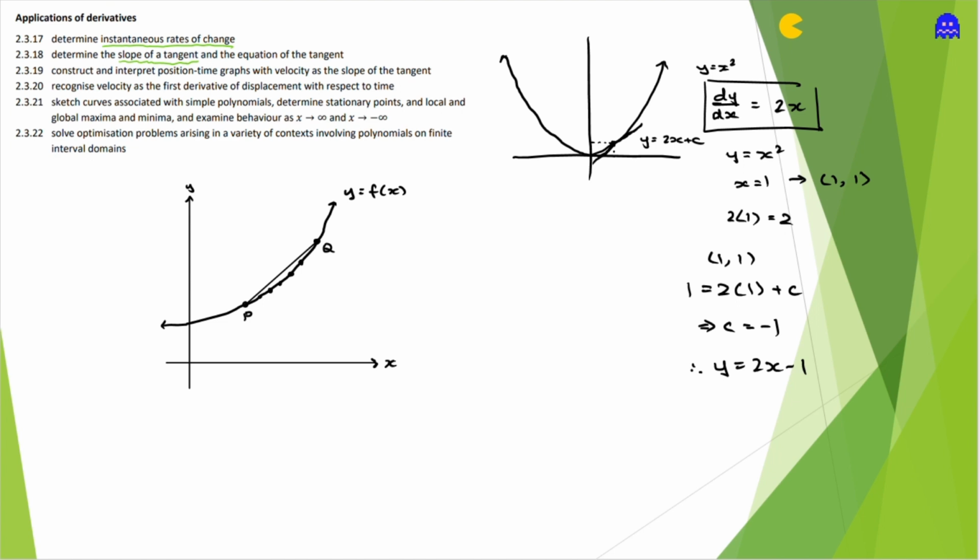So in this way, we've been able to determine the instantaneous rate of change of a function, and we've determined the slope of a tangent. The slope of a tangent is essentially the value of that instantaneous rate of change, and we've also been able to determine the equation of the tangent by substituting the value that the tangent intersects with the function f of x. So in this case it's 1, 1, and in that way we're able to compute what the equation of the tangent is.